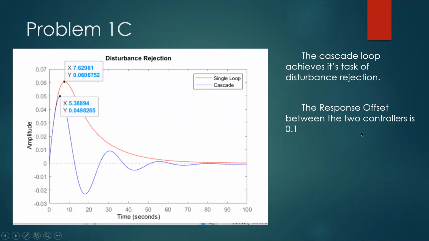Here we plot the disturbance. The cascade loop achieves its task of disturbance rejection, and the response offset between the two controllers is 0.1.